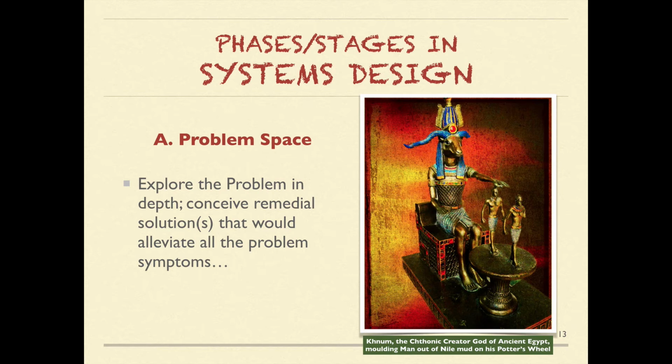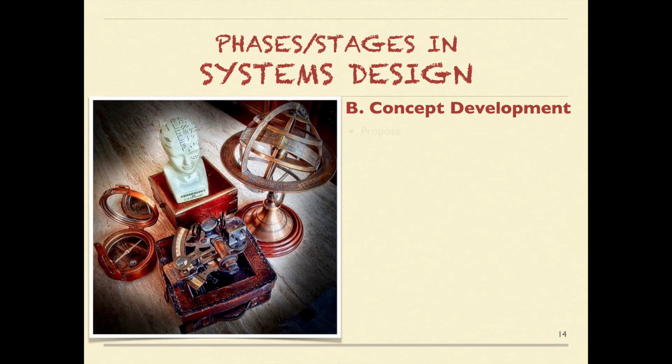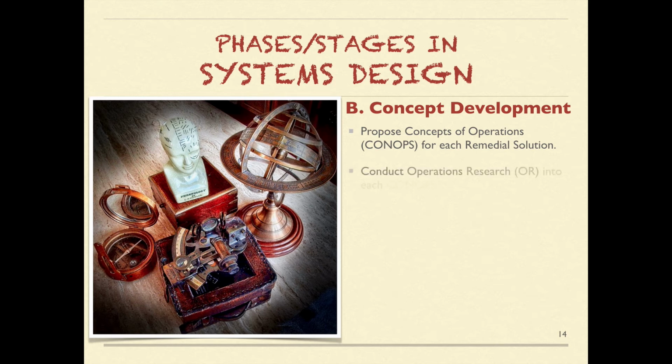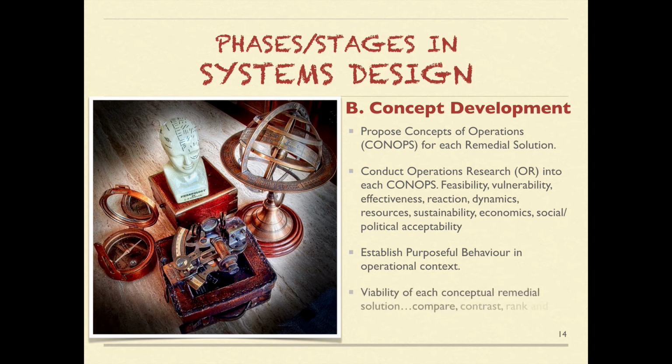Problem space. It's at phases. Phase A, problem space. Explore the problem in depth. Conceive remedial solutions that would alleviate all of the problem symptoms. Next phase, phase B, concept development. Propose concepts of operations, or CONOPS, for each remedial solution. Conduct operations research, OR, into each CONOPS. Feasibility, vulnerability, effectiveness, and so on. Establish purposeful behaviour of the whole in the operational context. And then establish the viability of each conceptual remedial solution and compare, contrast, rank and select one or more of your preferred remedial solutions.